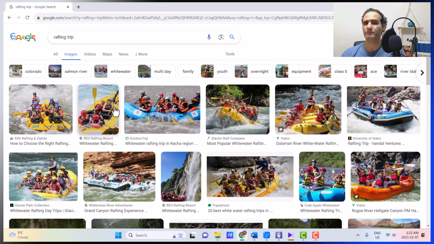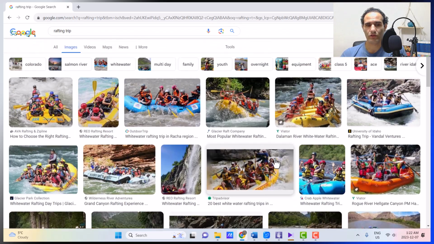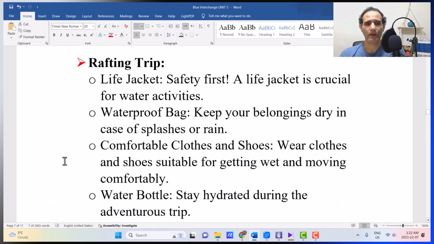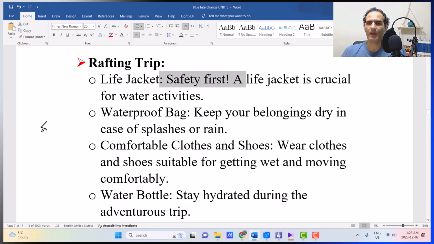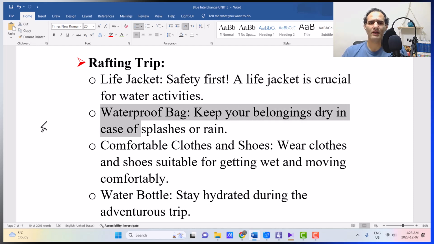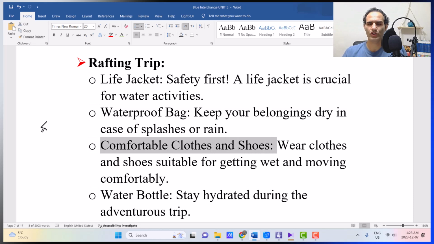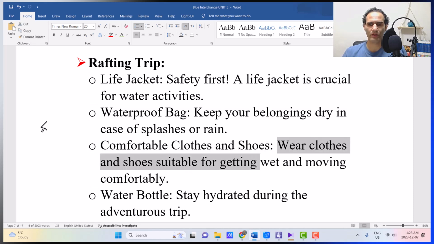A rafting trip. So this is a raft, and this activity is called rafting. Go rafting, the verb for that. So, adventurous. I would like to do that. So for a rafting trip, what do you need? You need a life jacket that you see everyone is wearing here. Safety first. A life jacket is crucial for water activities, surely. Waterproof bag. Keep your belongings dry in case of splashes of water or rain. Comfortable clothes and shoes. Wear clothes and shoes suitable for getting wet, become wet, and moving comfortably.